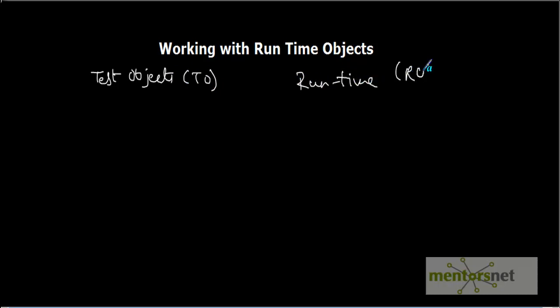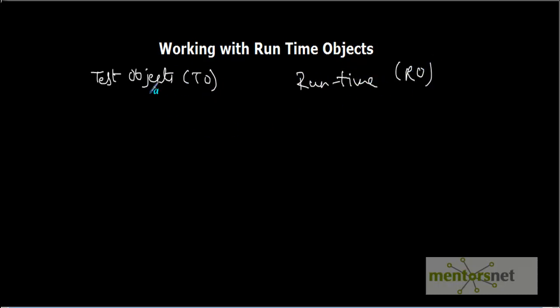Hello everyone, let's understand the concept of runtime objects in QTP. Let's quickly remind a few things that we have already discussed. In QTP there are two types of objects. The first one is test objects, or you can call it TO, and the second is runtime objects, which you can call RO.